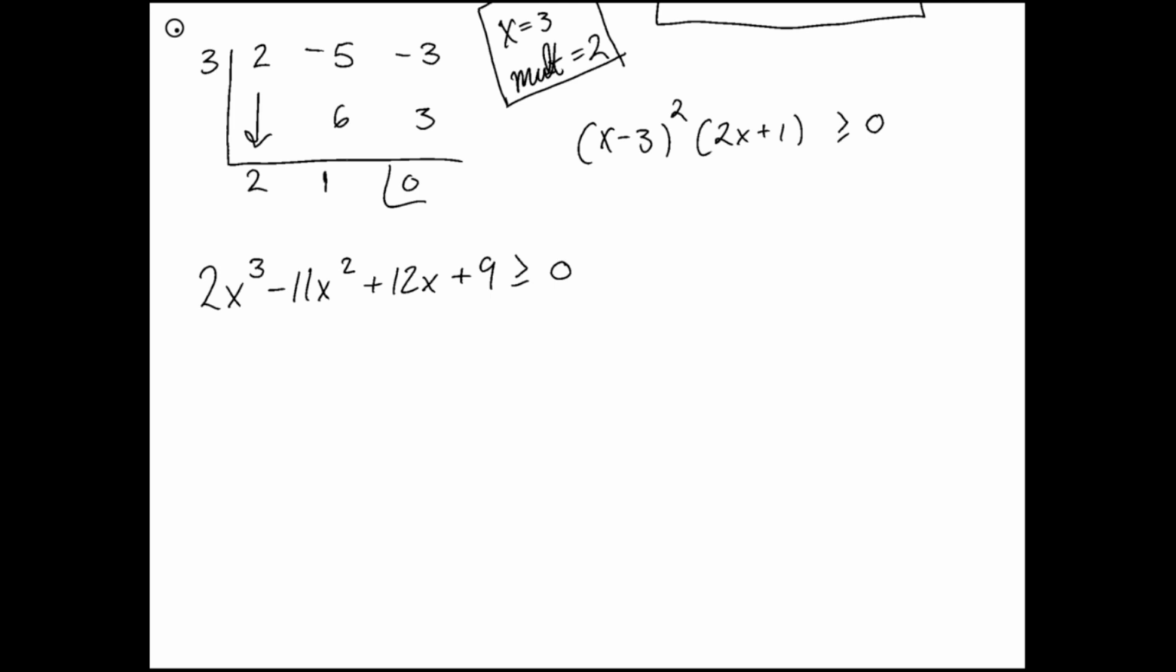So remember what we need to know for a sign diagram. We need to know, first of all, the zeros. So zeros are 3 and negative 1/2. But we also want to know where this function is undefined.